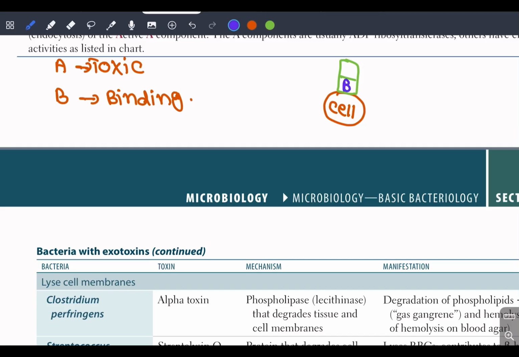The B component of the toxin binds to the cell, and the A component of the exotoxin, which is the active component, then causes the problem. So exotoxin has two components, A and B. A is toxic, A for active. B is for binding of the exotoxin to the cell surface, B for binding. So you should remember this thing.